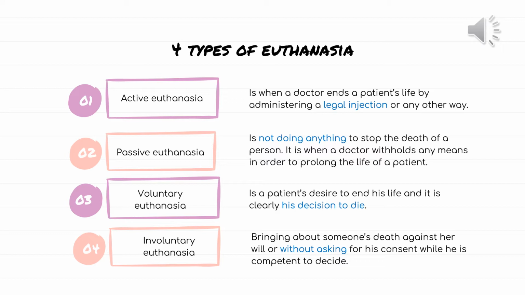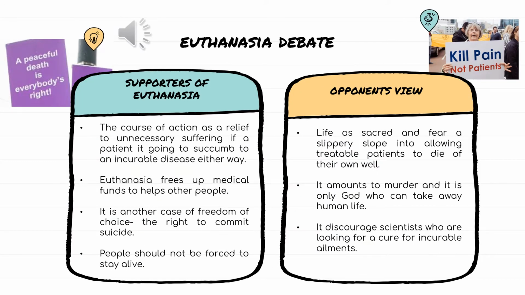Third is voluntary euthanasia, where the patient desires to end his life and it's clearly his decision to die. The last one is involuntary euthanasia, bringing about someone's death against her will or without asking for his consent, while he is competent to decide. Euthanasia debates. The supporters of euthanasia view the course of action as a relief from unnecessary suffering if a patient is going to succumb to an incurable disease either way.